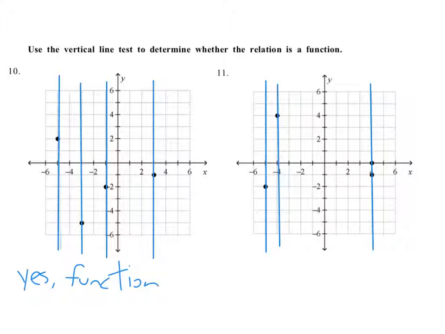So in this particular case, because we have two different output values for the input value of 4, we say no, not a function. Simple test for a big idea, and we're done.